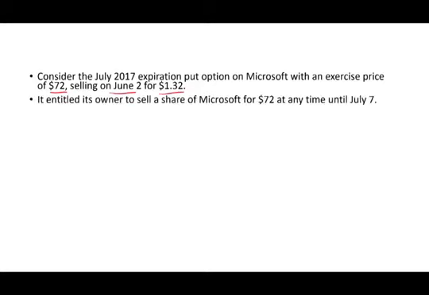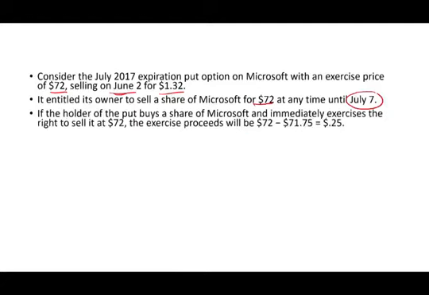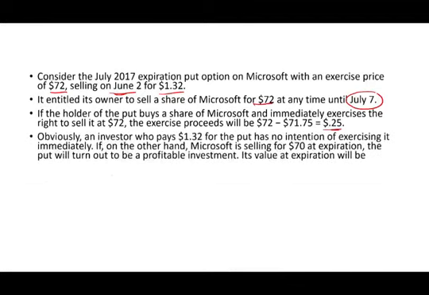So that's the premium. It entitles the owner to sell Microsoft shares at 72 at any time up until July 7th. So from June till July 7th. If the holder of the put buys the shares and immediately exercises the right to sell it at 72, let's assume they do that, the exercise proceeds will be 25 cents. Now, obviously, no one will do that. An investor who pays $32 for the put has no intention of exercising it immediately. It means you want to sell it at 72. So you will not sell it at 71.25. But that's what it is.